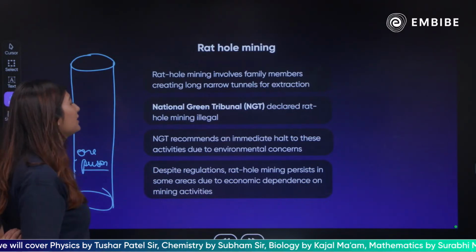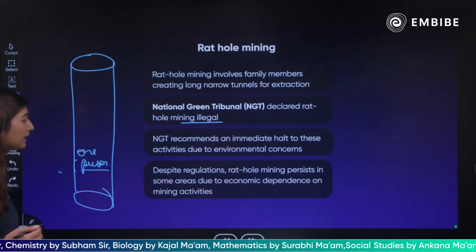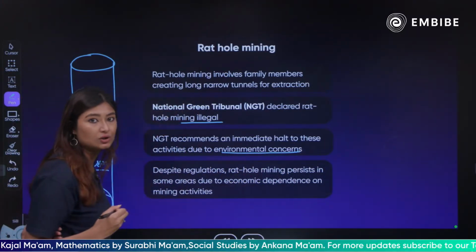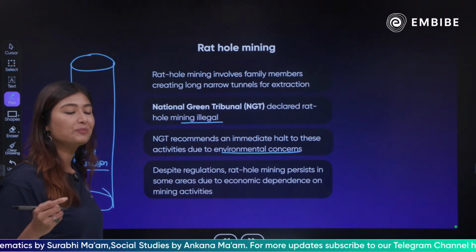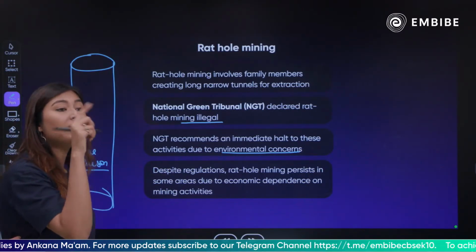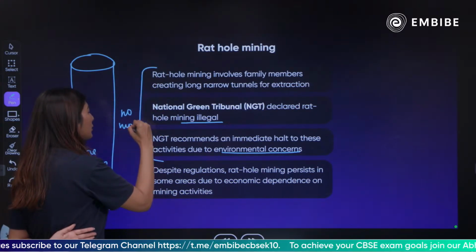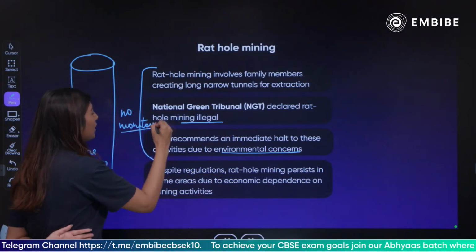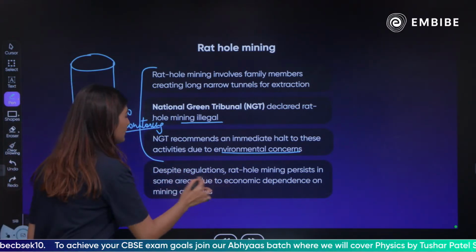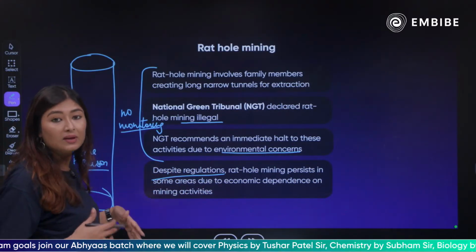However, the National Green Tribunal, the NGT, declared rat hole mining illegal. Eventually, उसे illegal बता दिया गया था. It recommends an immediate halt to these activities because the environment is getting damaged. See, bache, wherever other practices of mining, quarrying are being done, the problem over there is at least there's some regulation. Government is monitoring. The problem over here is that there was no monitoring, no account, and people kept continuously doing it, damaging the environment. So, however, it doesn't matter what the rules and regulations are. It still continues in some areas because people are dependent on these minerals. They need to get it.